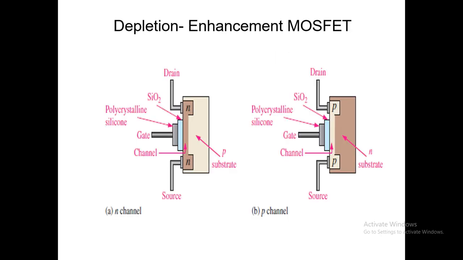So here is the diagram for the n channel and the p channel. The channel between the drain and source is n, that is the n layer, and that is called an n channel MOSFET. It has a p type substrate, the drain and source layers are n type layers, and the channel is also an n type channel, so it is called an n channel MOSFET. And when the substrate is n type, the drain and source layers are p type layers, and the channel present is also a p type layer, that is called a p channel MOSFET.